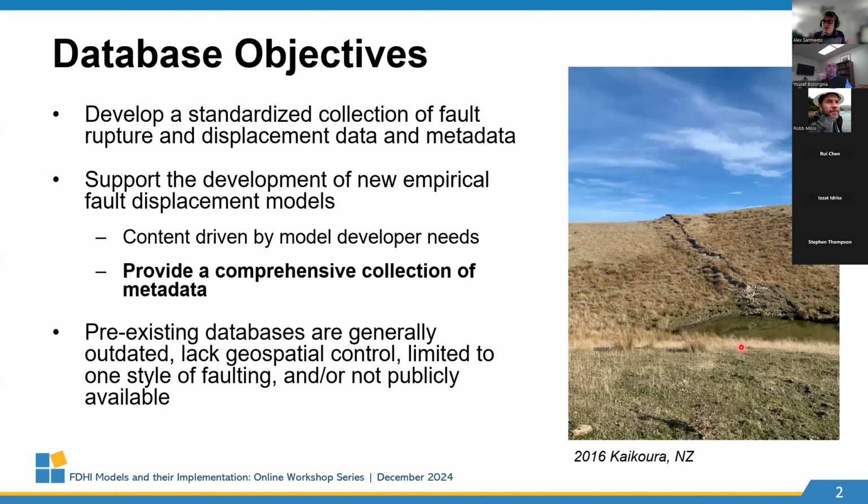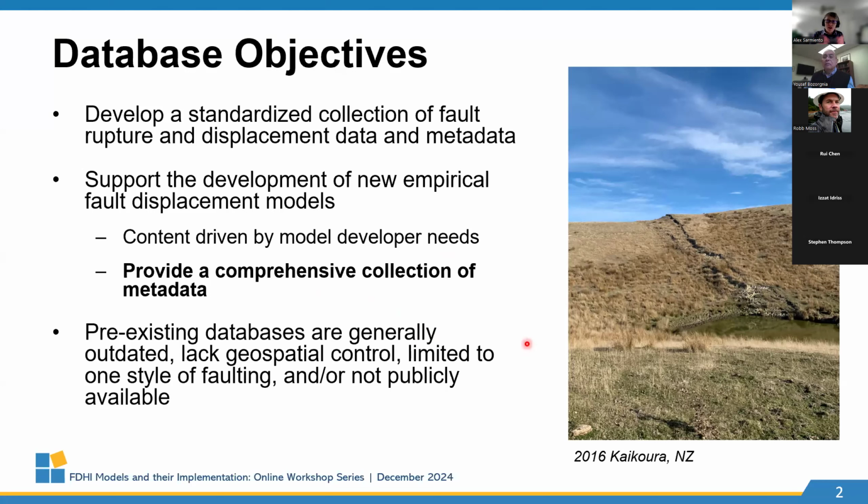So our main goal for the database was to develop a standardized collection of fault rupture and fault displacement data and related metadata. And we wanted to do this in a way that supports the development of these new empirical fault displacement models. And so that means the content of the database was heavily driven by the needs of the model developers. And so in addition to just the raw data of rupture traces and displacement measurements, we developed a pretty comprehensive collection of metadata to go along with that core information.